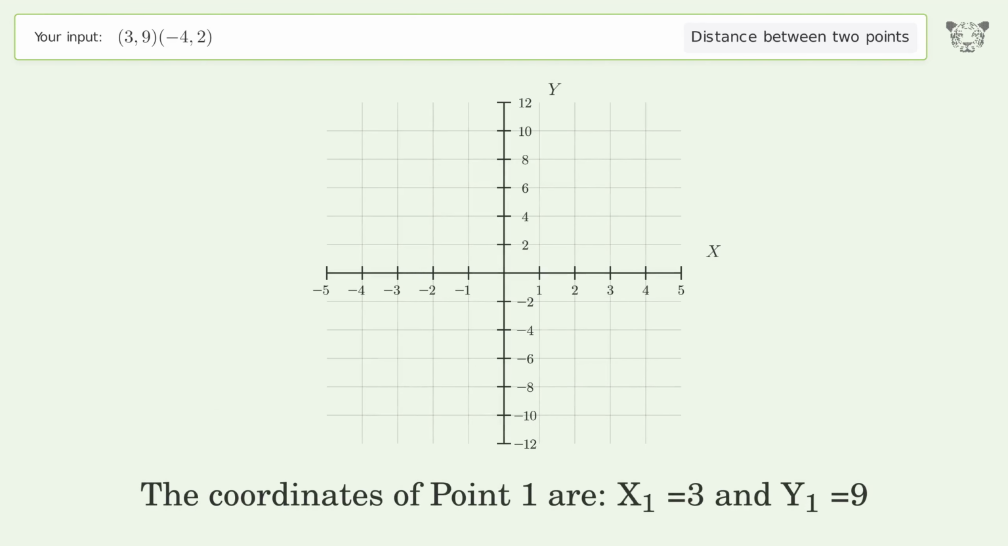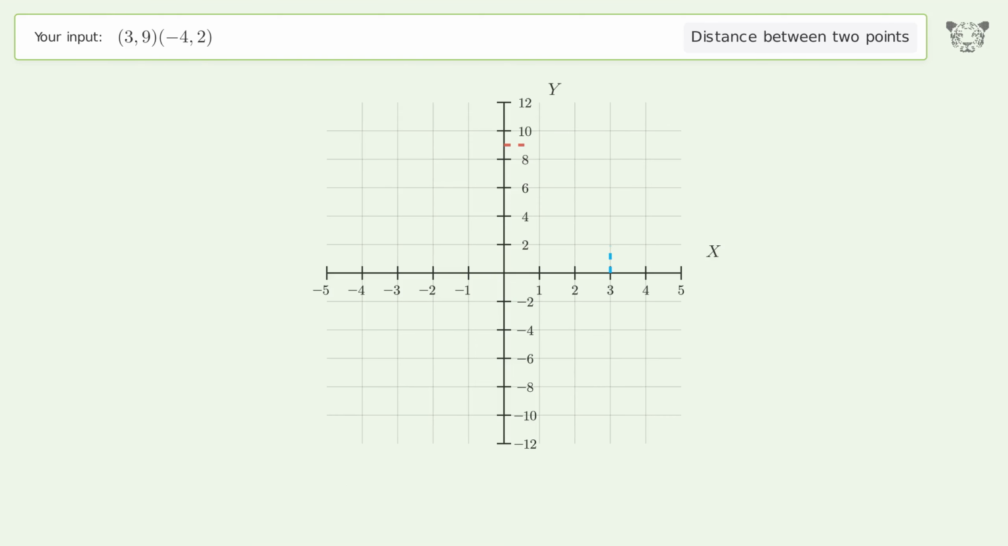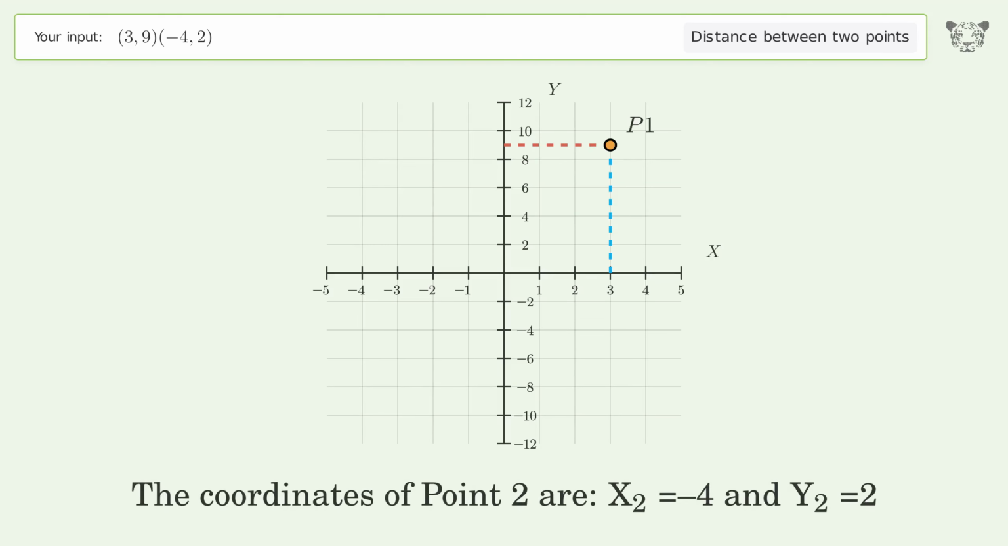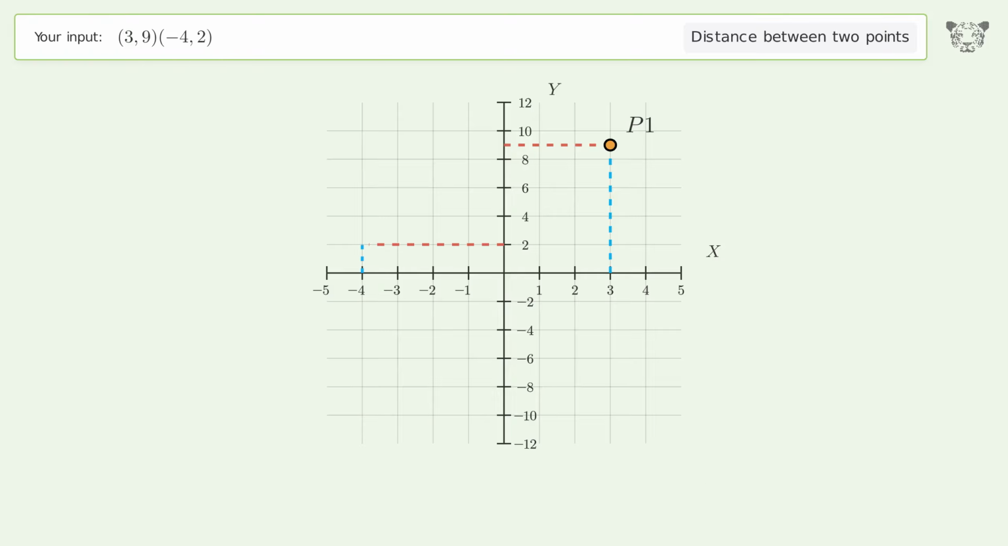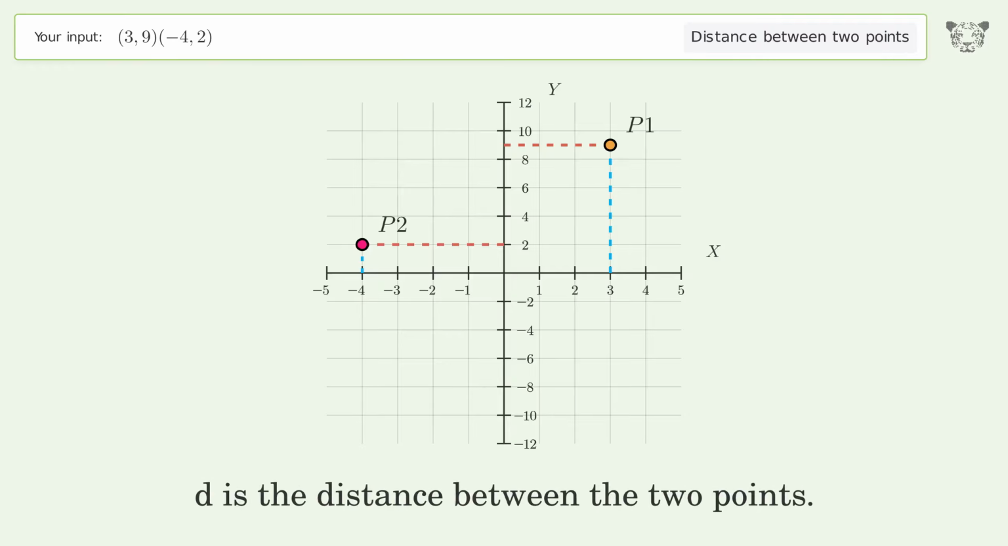The coordinates of point 1 are x1 equals 3 and y1 equals 9. The coordinates of point 2 are x2 equals -4 and y2 equals 2. D is the distance between the 2 points.